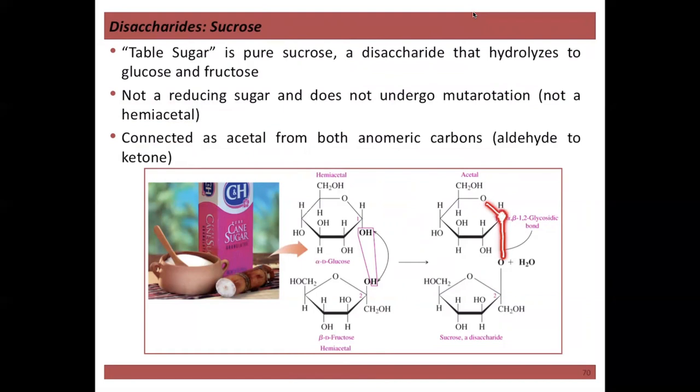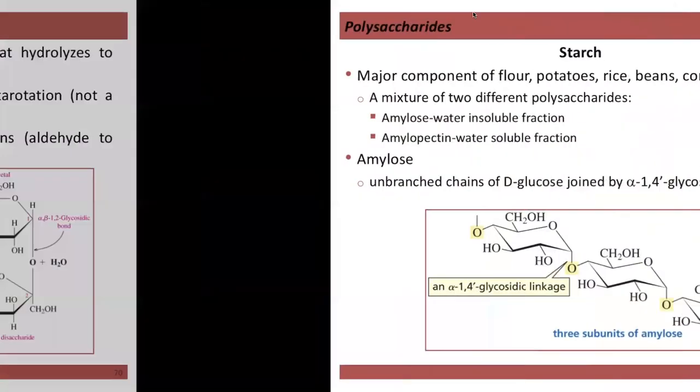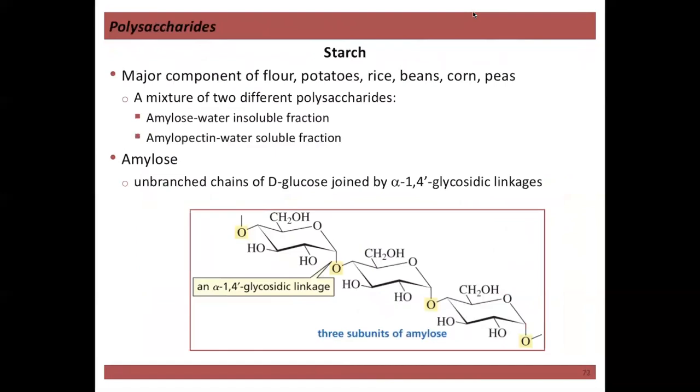So there's the anomeric carbon of glucose. Here is the anomeric carbon of fructose. And those anomeric carbons are connected through a glycosidic bond. So again, sucrose is a really interesting example of a disaccharide and has this alpha 1 beta 2 glycosidic linkage.